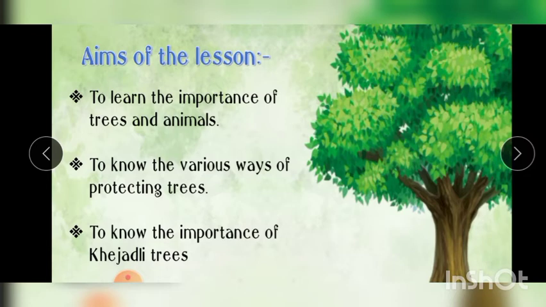Now, it's time to see aims of the lesson. To learn the importance of trees and animals. To know the various ways of protecting trees. To know the importance of khijadi trees.